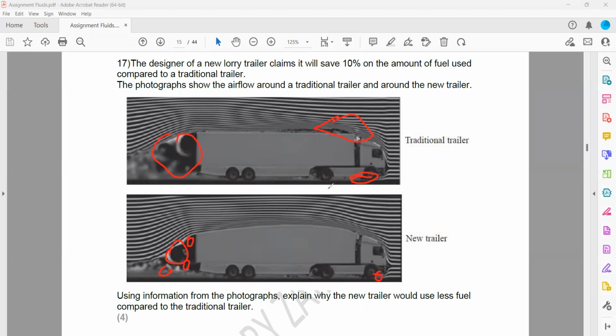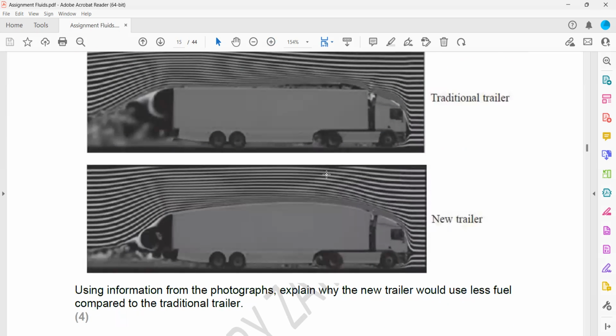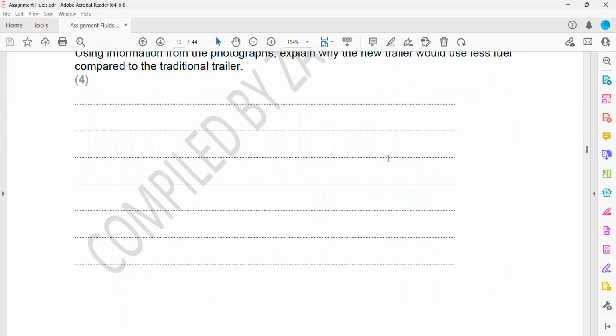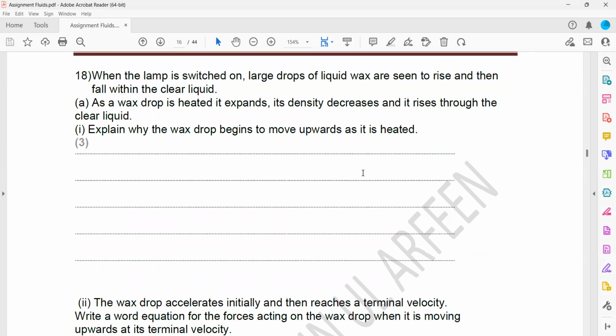So as a result, what will happen? Less air resistance in the new design, so less energy is used to work against the friction or air resistance. So more energy is converted into kinetic energy. So for the same amount of fuel, it will give a greater mileage, or more distance, that the trailer will cover for an equal amount of fuel added to the new or the old trailer.